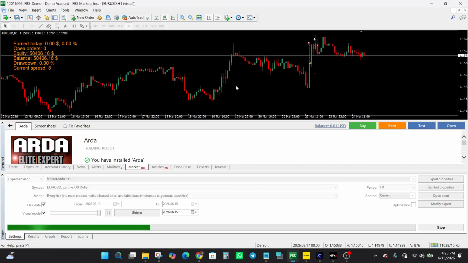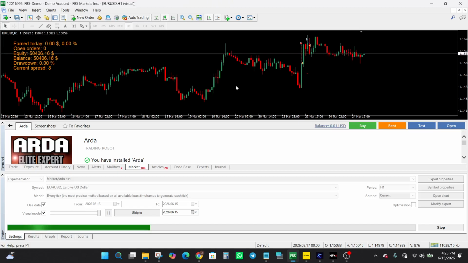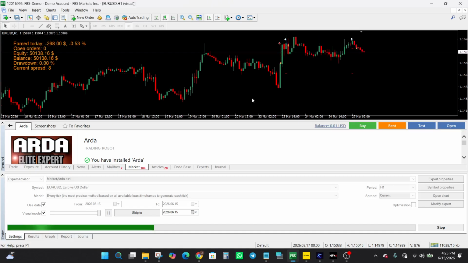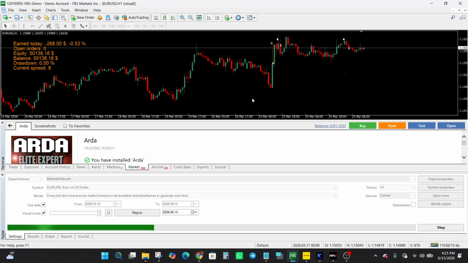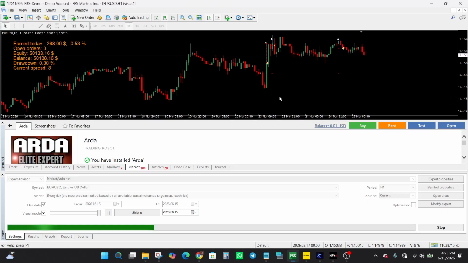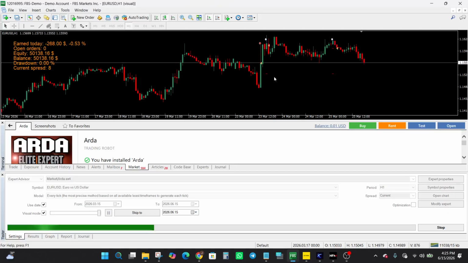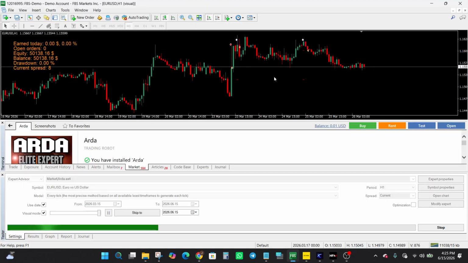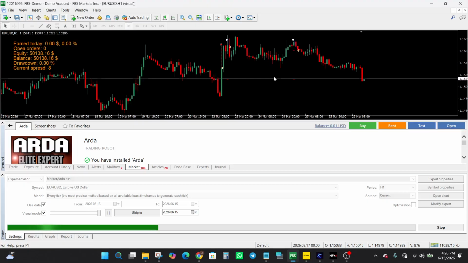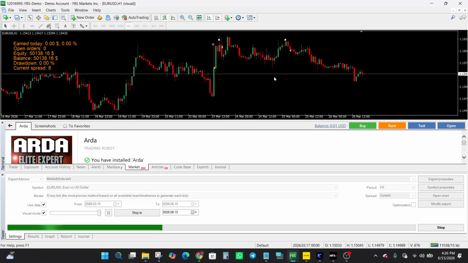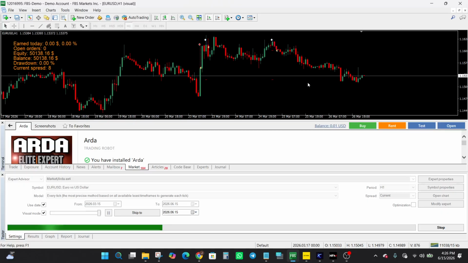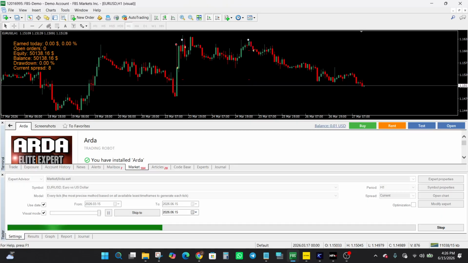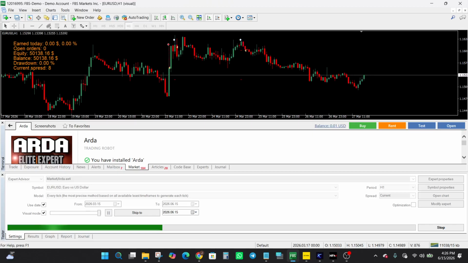Overall, Arda EA for MT5 is presented as a pattern and indicator based automated trading system that is designed for EURUSD, GBPUSD, and XAUUSD on the H1 time frame. With configurable risk controls, stop loss protection, and trailing stop functionality, it provides traders with several customization options while maintaining a structured approach to trade management. As always, make sure to conduct your own testing and due diligence before considering any live deployment.